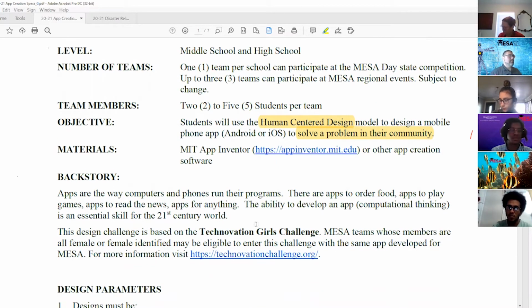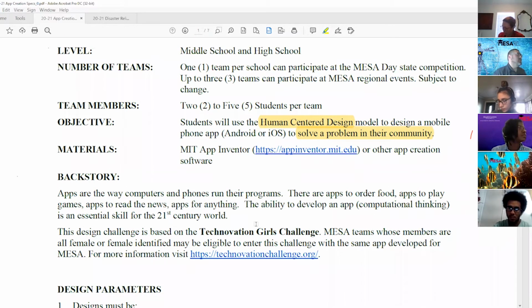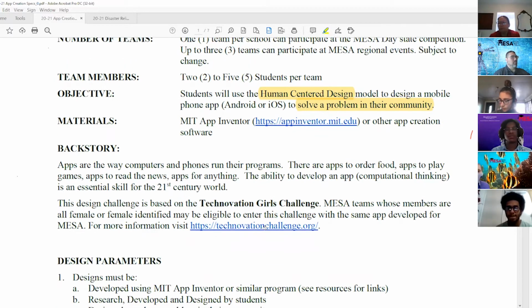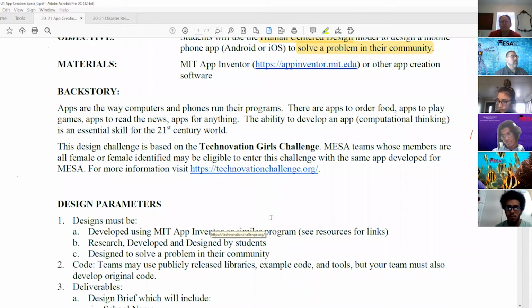Then we usually give a little bit of backstory, which talks about what we're basing on. What's the real world application or the real world connection of our challenge to the real world, obviously. So, everybody uses phones. I'm sure almost everybody here uses an app. You may be using the Zoom app right now, right, on your devices. So that's the kind of thing that we're having you look at and be a part of, right?